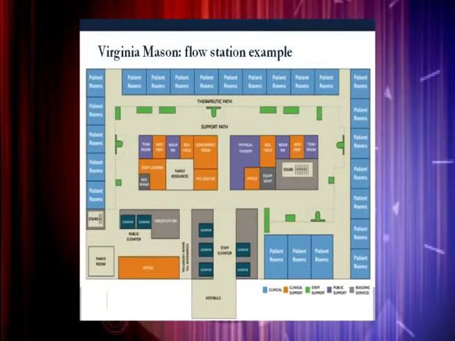So they have a therapeutic path that goes around the outside. That's the on-stage area. And then they have a support path, which is all this area in here. And these little T-shaped things are their flow stations. And so when they have a new facility, they just build the flow station in, everything works great, the doctors love it, the workflow is very, very smooth.